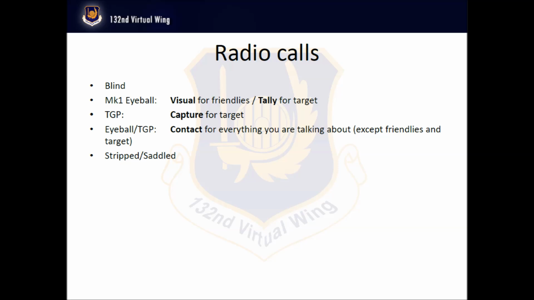Remember that a contact may sometimes be elevated to a capture or a tally if determined as an enemy. Stripped: a call made by the wingman if he falls behind and needs the flight lead to slow down for rejoining. Saddled means okay, now back in formation.